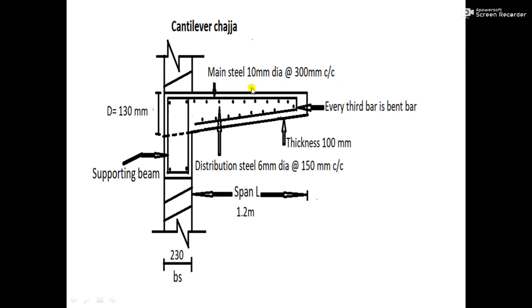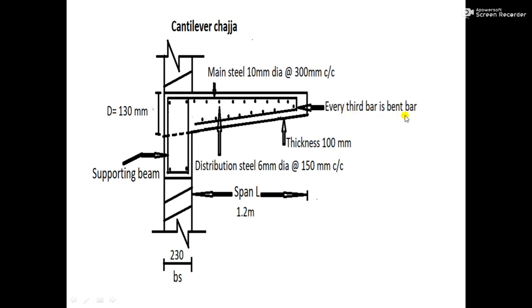The main steel is always provided at the top for a cantilever, while in a one-way slab the main steel is provided at the bottom and the distribution steel is above. But for a cantilever, the main steel is provided on the upper side and the distribution steel below it, because the bending is in this direction. So the upper layer gets elongated and the bottom layer gets compressed. Where elongation is there, tension is there, so we have to provide the steel on the tension side.